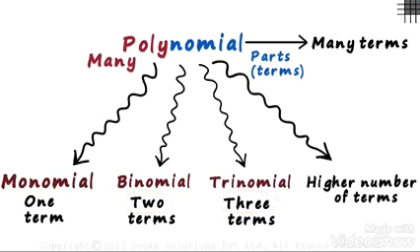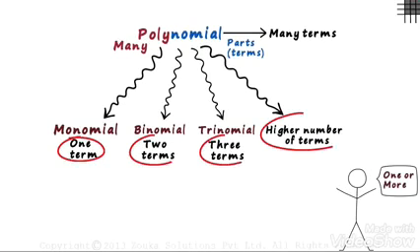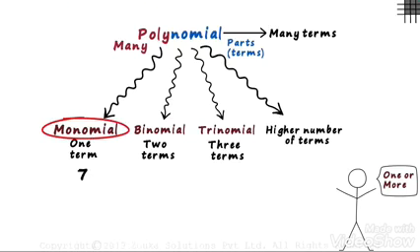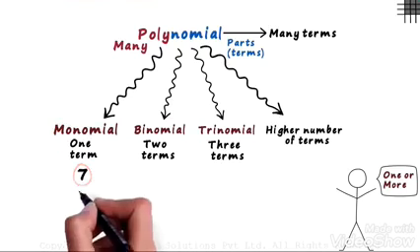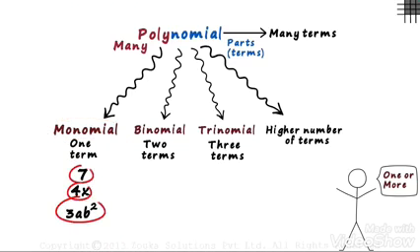There is a common misconception that only an expression with more than three terms is called a polynomial. That's incorrect. All expressions which have one or more terms are called polynomials. Let's look at a few examples of each. The number 7 is a monomial. It's just one term. 4x is also a monomial. It's just one term as 4 and x are multiplied. Even 3ab squared is a monomial. And yes, all these expressions are also polynomials.